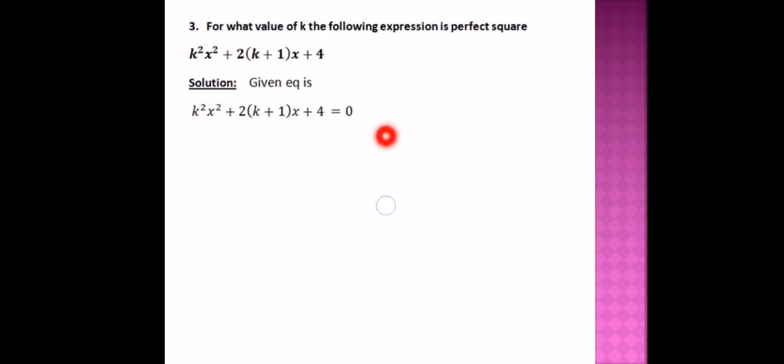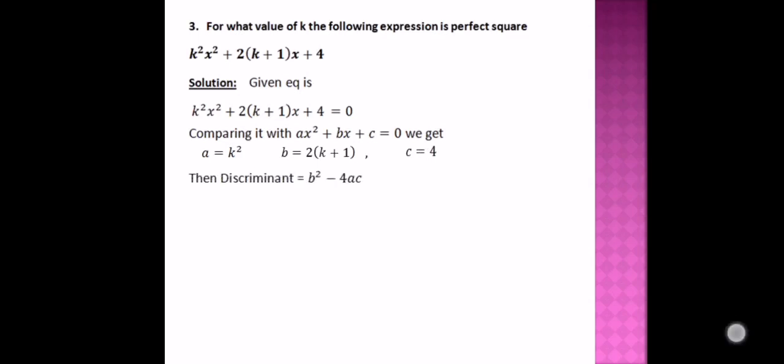So the given equation is k square x square plus 2(k plus 1)x plus 4 is equal to 0. We start with the comparison with the standard form. We get a is equal to k square, b is equal to 2 into (k plus 1) and c is equal to 4. Next is putting the values of a, b, c in the discriminant, that is b square minus 4ac, and afterwards we are going to apply the condition, that is b square minus 4ac is equal to 0.